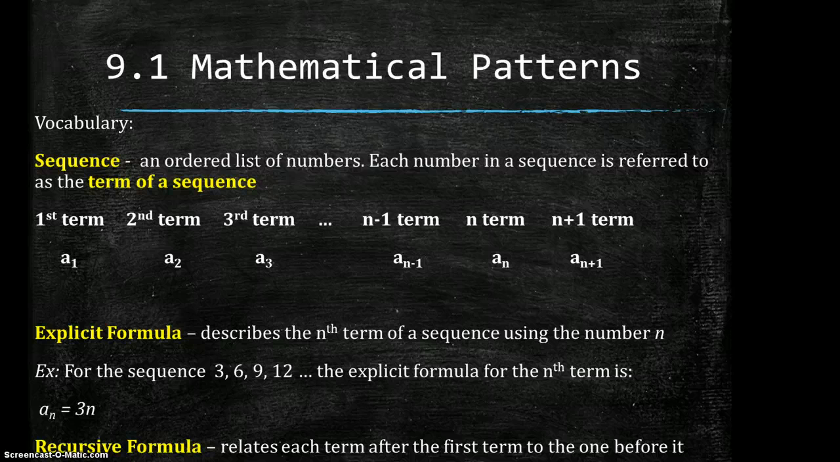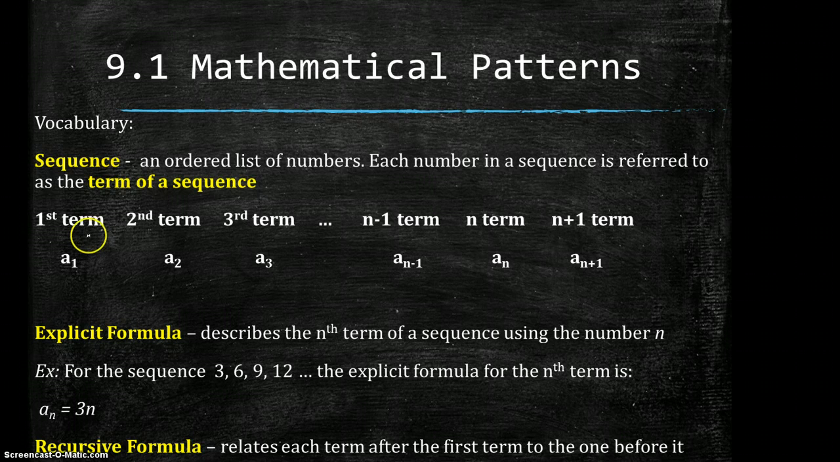Vocabulary. Sequence. A sequence is an ordered list of numbers, and each number in the sequence is referred to as the term of the sequence. So, for example, you're going to have your first term, which is going to be some number a sub 1. The second term will be referred to as a sub 2. This is subscript. Third term, a sub 3. And then all the way dot dot dot, n minus 1 will be the term before the general term, and then n plus 1 would be the term after it. So this is before the nth term, after the nth term.